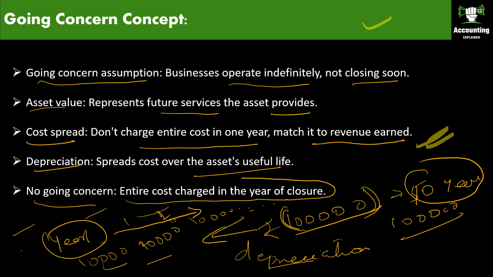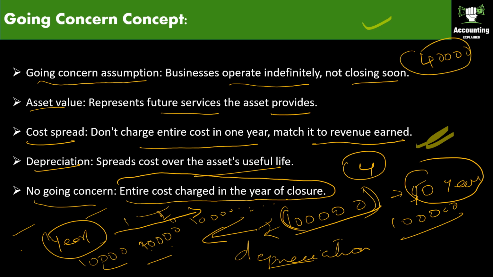The entire cost is charged in the year of closure. If the company is going to close in year 4, how much depreciation would you have done? 10 into 4 is 40,000 you have done. So in year 4, when you are going to close the business, the whole remaining 60,000 will be taken at the end of year 4, and that whole 60,000 will be charged this year.